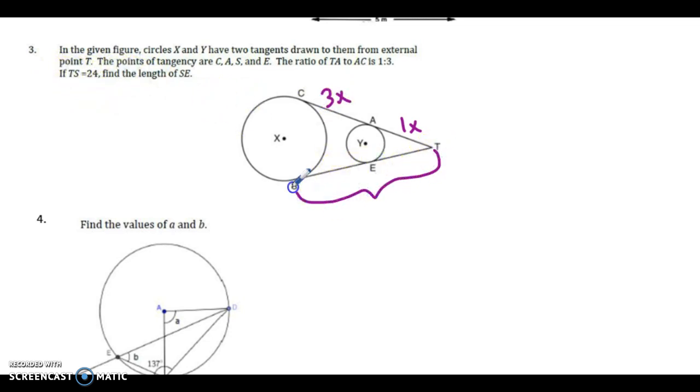And again, the 2 tangents should be equal to each other. So you know that 3x plus 1x should equal 24. And you're going to go ahead and set up an equation and solve for x. Just make sure when you answer the question, you're finding the length of SE, not CE, sorry. So you're actually finding that. So you'll have to plug back in.